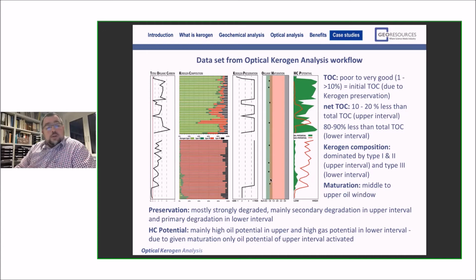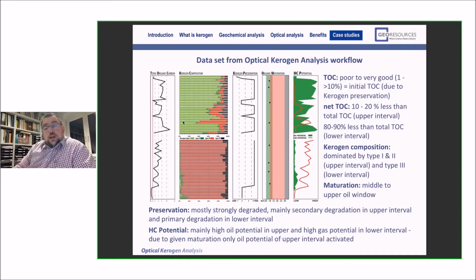And we have very similar maturation because there's not so much section in between these two intervals. So we have a very similar maturation in the middle to upper oil window in both intervals here in the southwest German area. But this one is a highly oil-prone system. This one is a highly gas-prone system. So here down in the lower black shale, we have a theoretical high gas potential, which is not active with this low maturation.